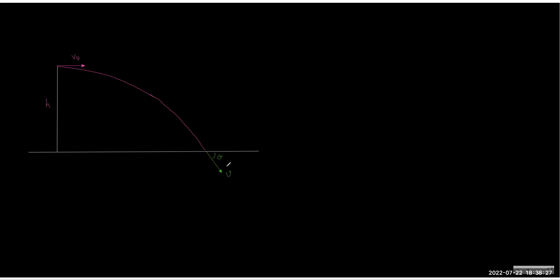Anyway, so theta is unknown, V is unknown. The question is, it will eventually come to the ground. How much time will it take? It will take some time, right? So what is the best way to find the time? Which triangle will give me the answer? The velocity triangle or the displacement triangle? Think about it.